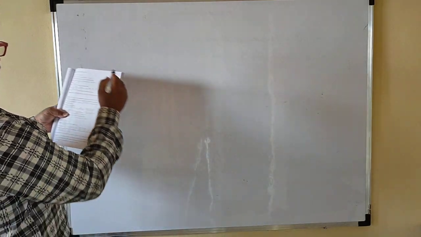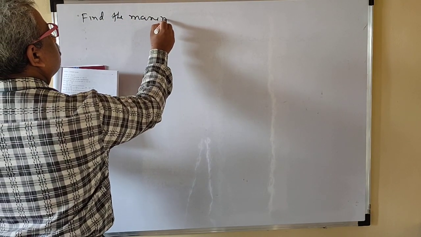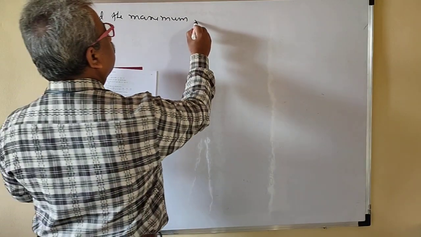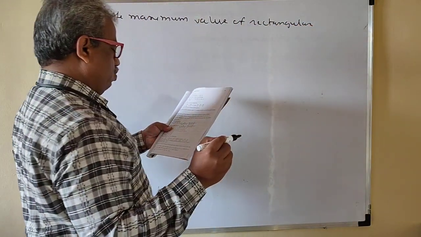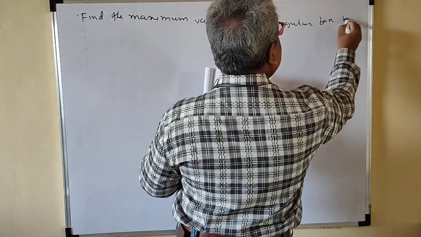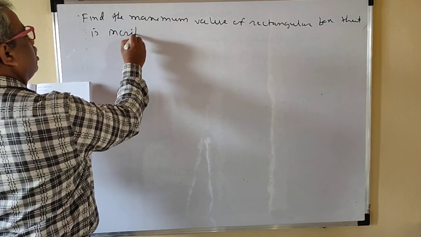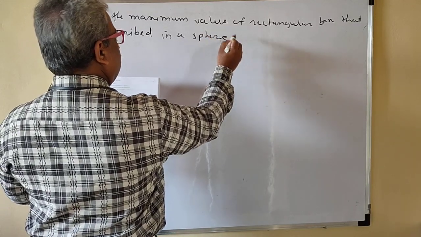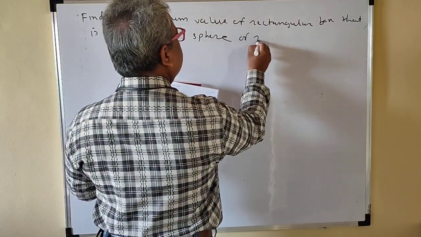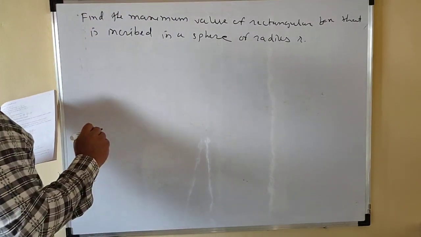We'll take one more problem. Find the maximum value of a rectangular box that is inscribed in a sphere of radius r. Okay, solution.